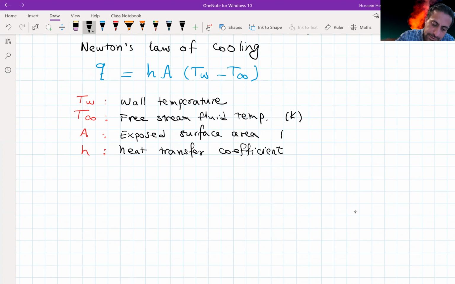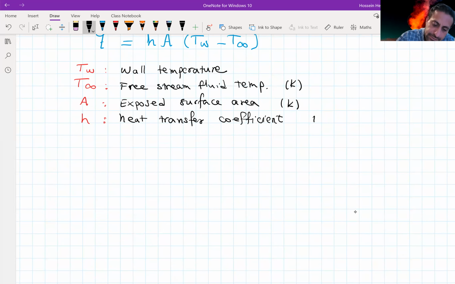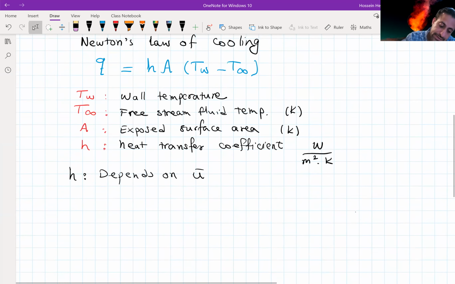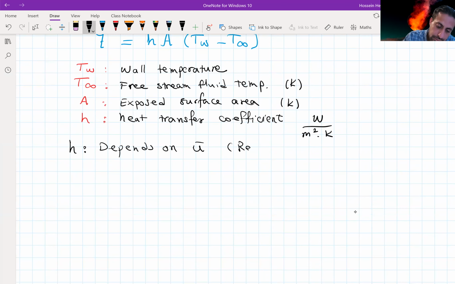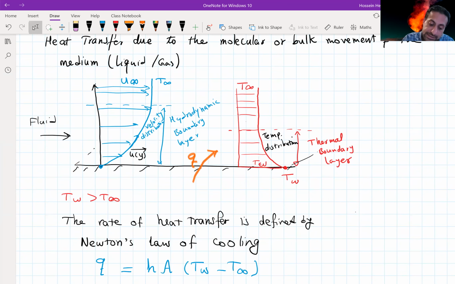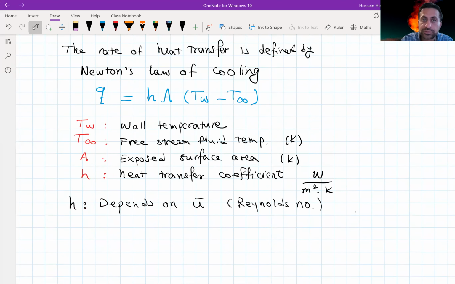Temperature has a unit of Kelvin, and the heat transfer coefficient has a unit of watt per meter square Kelvin. h, the heat transfer coefficient, depends on the average velocity that is passing through, or the Reynolds number. We will see that later on. Now, in terms of convection, of course, this flow can pass by forced convection through some mechanical forces, or it could be natural, or there could be different things that can happen.